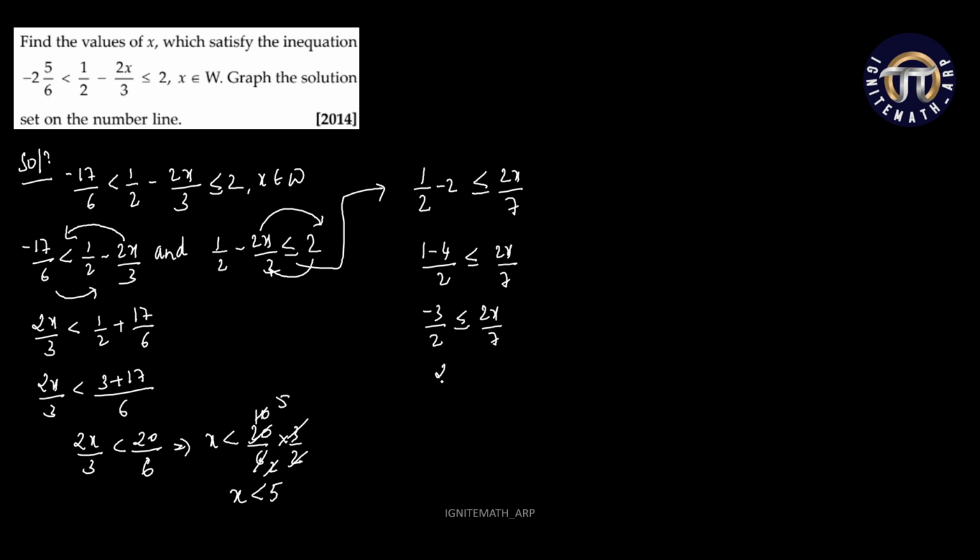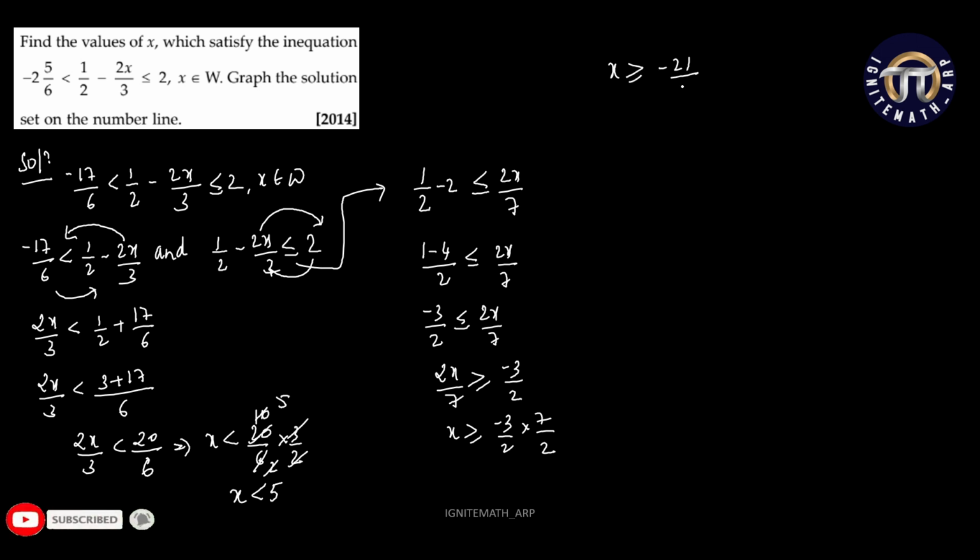As I told you, I can write this one as 2x by 3 greater than or equal to minus 3 by 2. So x is greater than or equal to minus 3 by 2 into 3 by 2, because on transferring it happens so. Clear? So I can write this one as x is greater than or equal to minus of 21 by 4. So x is greater than or equal to minus 5 1 by 4. I'll combine both the inequalities and write x is greater than or equal to minus 5 1 by 4 and x is smaller than 5.